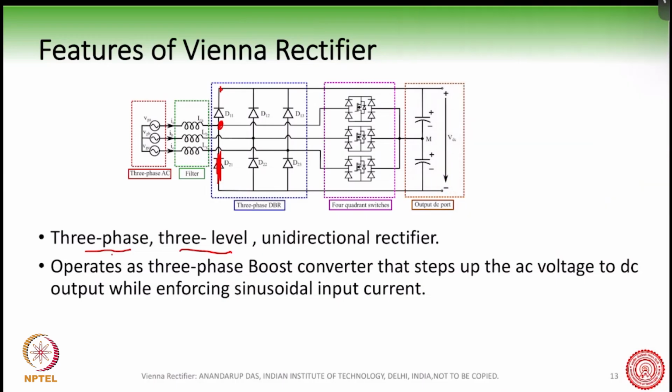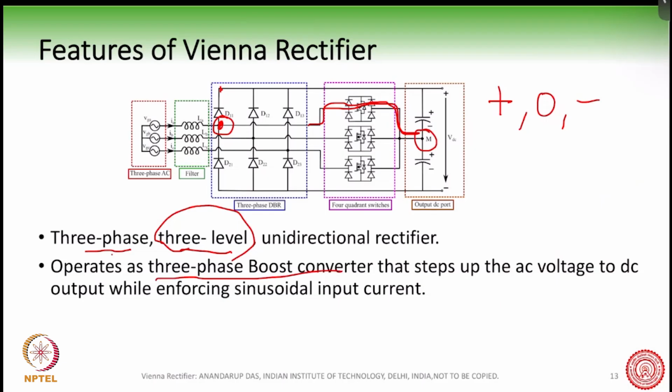And then if you turn on this 4-quadrant switch, then you get 0, or the midpoint. So this is a 3-level converter. In this pole voltage, you can get plus, 0 or minus, just like an NPC, exactly the same. However, here something else will happen. I will talk about it sometime later.